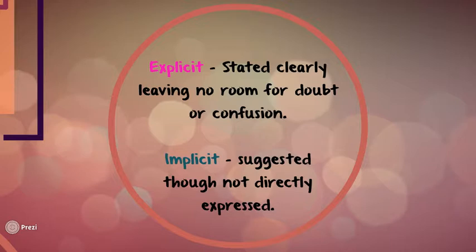So that's our information which is very much on the surface. It's easy to find, it's easy to identify, and easy to trust because it's there right on the surface. We don't have to really delve for it. On the other hand, our implicit information is the information that's sort of buried beneath the surface. So it's suggested to us, though not directly expressed.